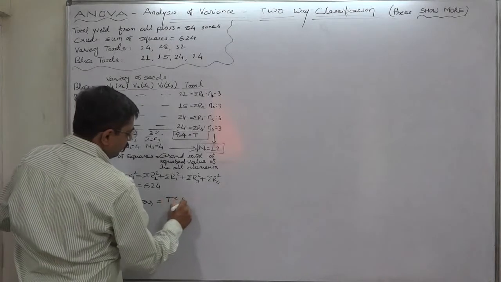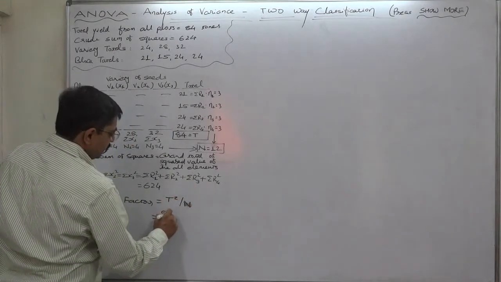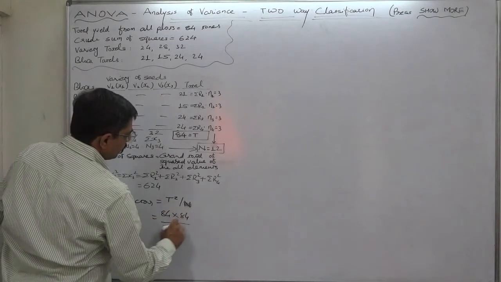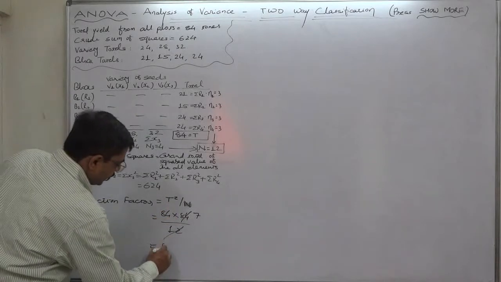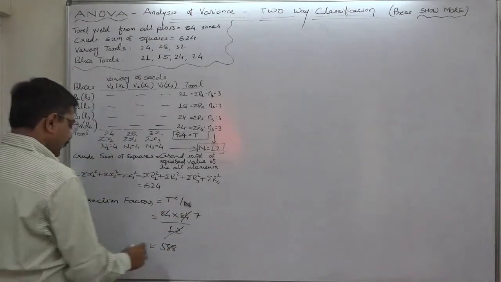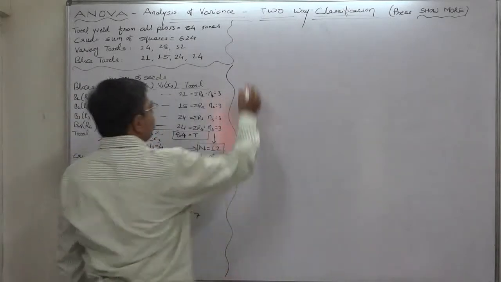That is t square upon n, t square 84 into 84 divided by n 12, cancel by 7, 560 plus 28, it comes to 588. So now we have the correction factor, so we can calculate all the things.